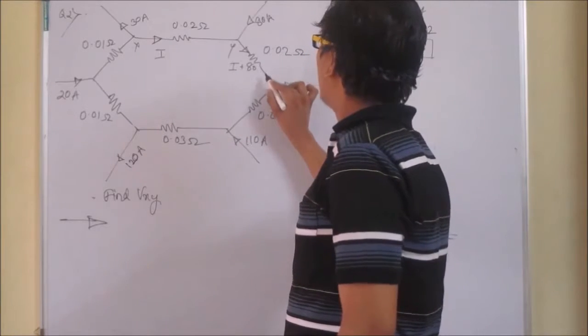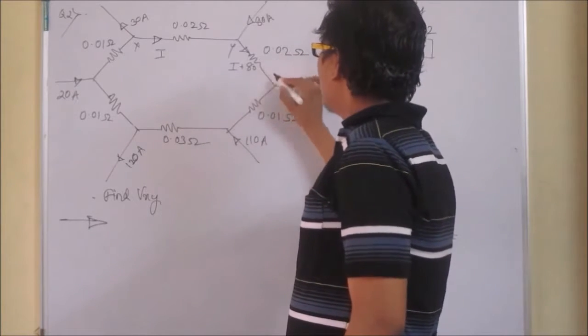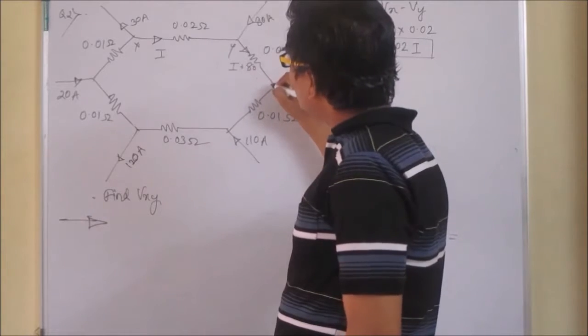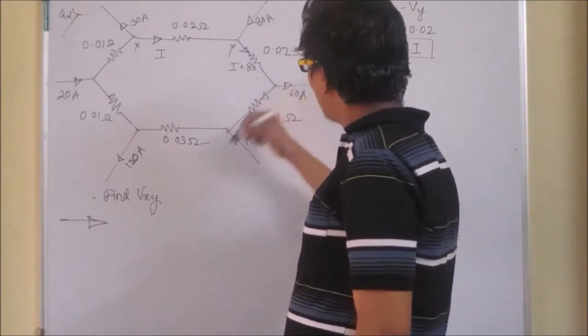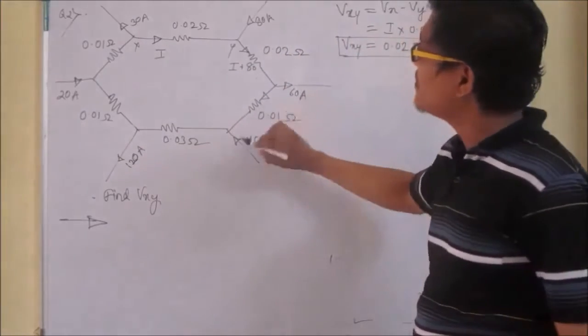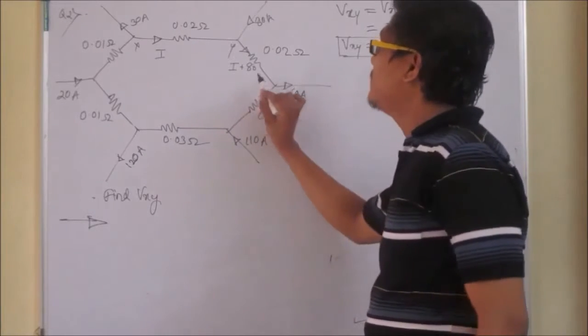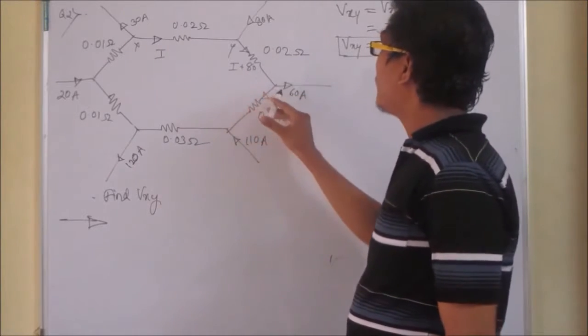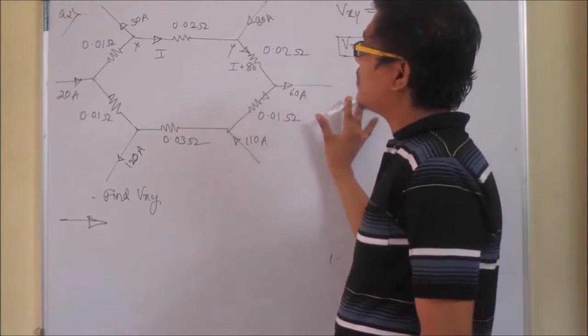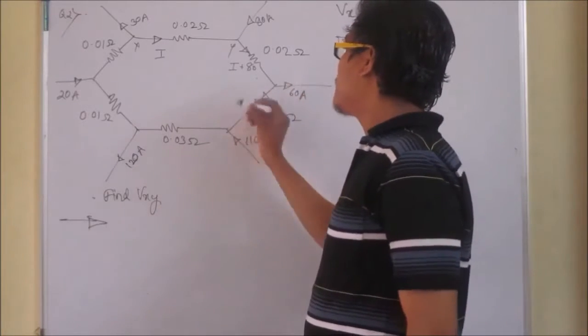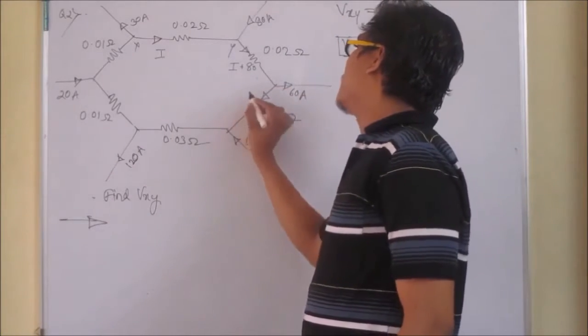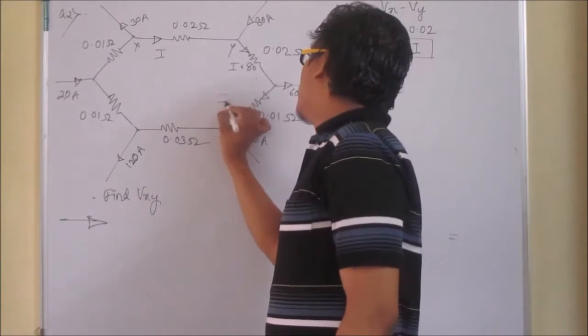Now, while this current is coming from here, I will assume that current is going down from this branch. Now, what is happening? Some amount of current, 60 amperes, is going from here. That is, the current going from here is I plus 80 minus 60, that is I plus 20.